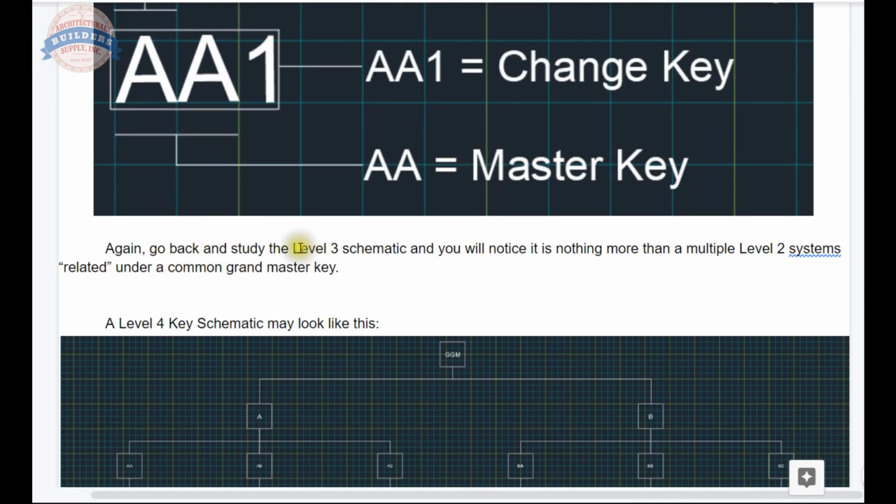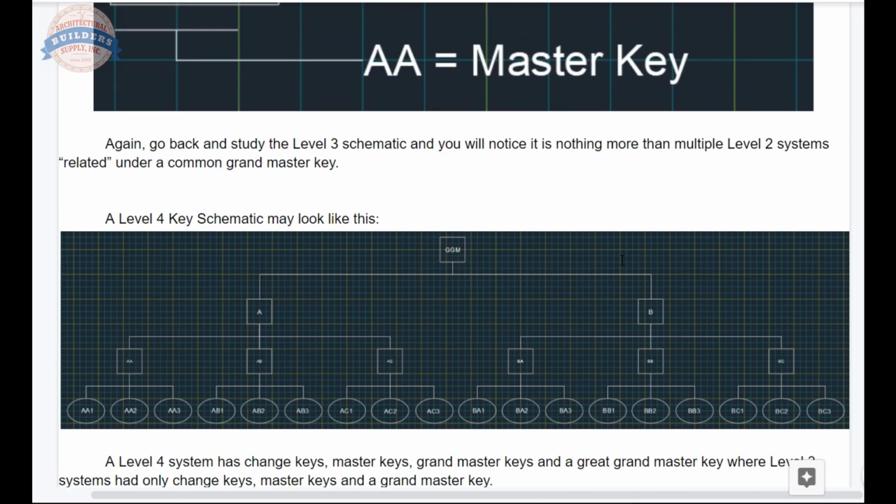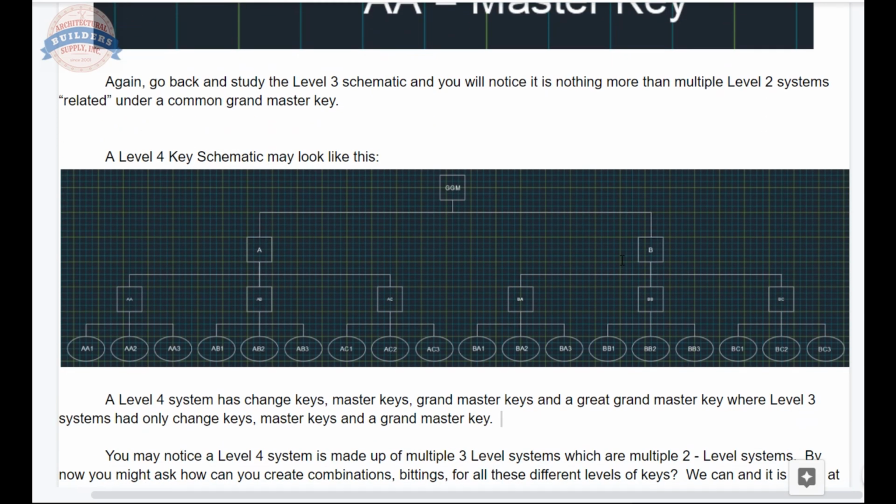Again, go back and study the level 3 schematic, and you will notice it is nothing more than multiple level 2 systems. And those multiple level 2 systems are simply related under a common grandmaster key. Here's a level 4 schematic.